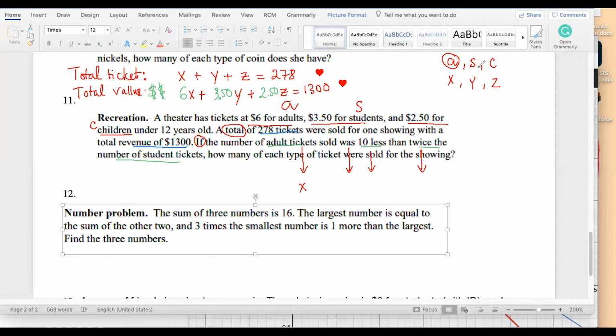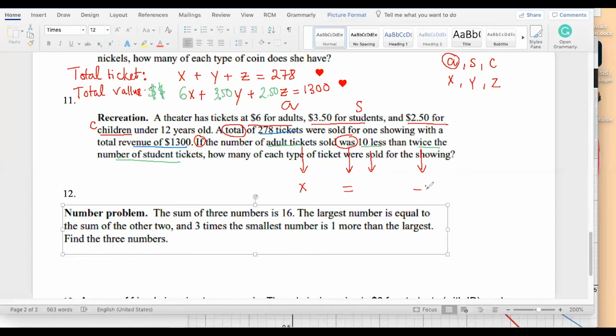Guys, make sure you write it down. You know, sometimes things happen, we forget. We're human too. So make sure you write down your variable so you don't forget. So X equals... it says 10 less than twice the number of students. So meaning we could put minus 10, and then 2x minus 10.